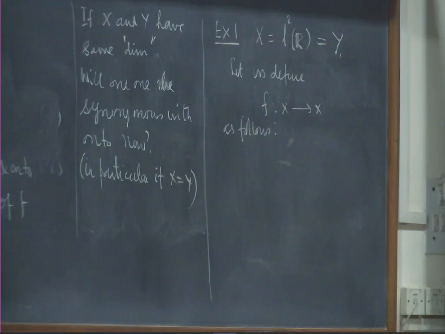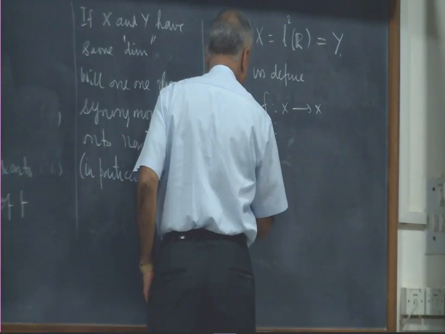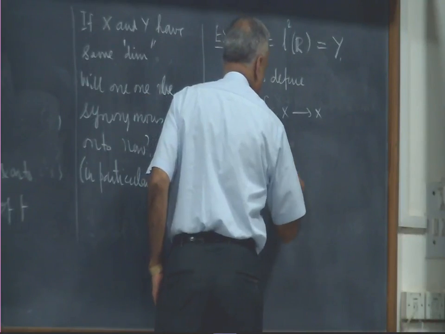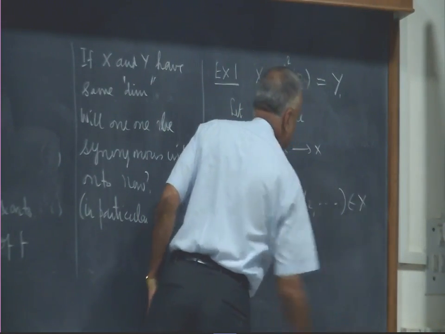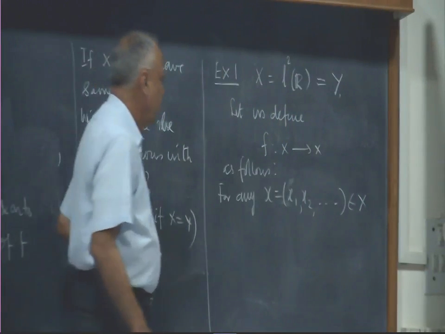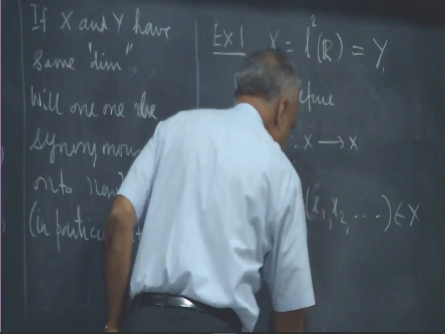So first of all, what should any transformation from X to X do? Take a vector in X and code it as another vector in X. So for any x = (x1, x2, etc.) in capital X, we define the code. What is the code? We have the code of x.